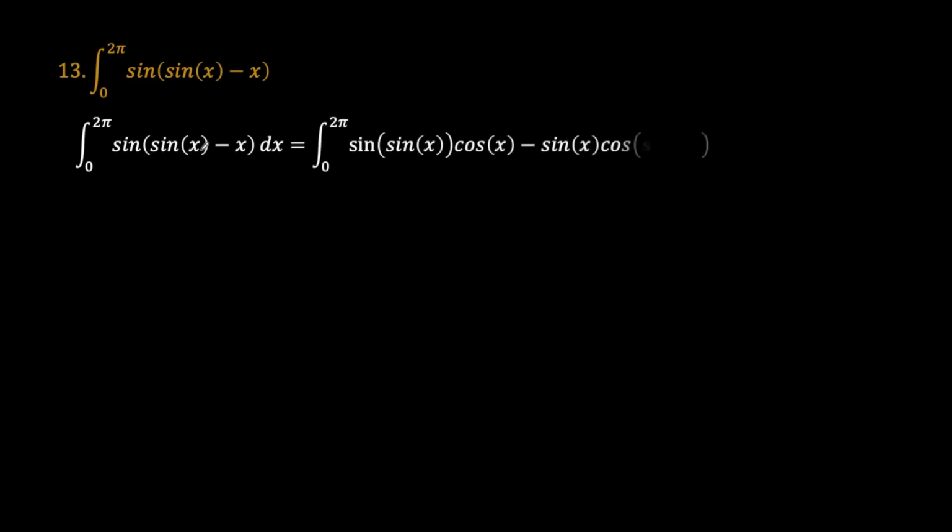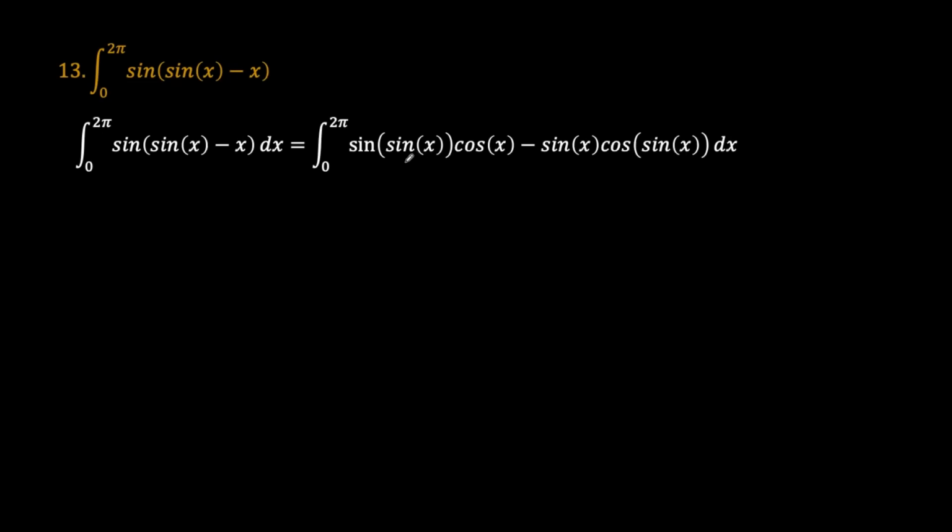Problem 13 is the integral from x equals 0 to x equals 2 pi of sine of x minus sine x. So what we can do is use the difference of angles formula: sine of a minus b is sine a cosine b minus sine b cosine a. So doing that, we have the integral of sine x cosine x minus sine x times cosine of sine x.